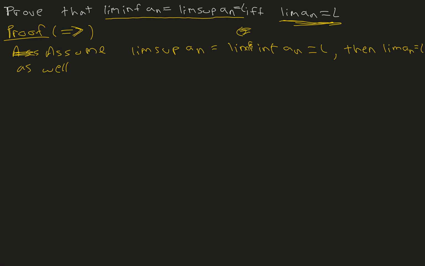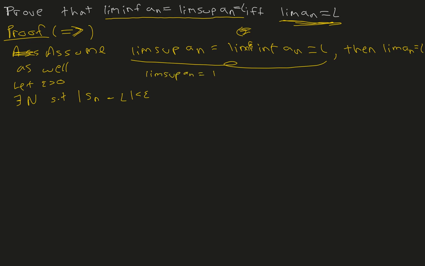Let's see. So let epsilon be greater than 0. Then there exists an N, because we know we can assume this, there exists N such that |S_N - L| is less than epsilon. Remember that lim sup of a_n is equal to the limit of the sequence S_n, and we know what S_n is as we defined it in the previous part.